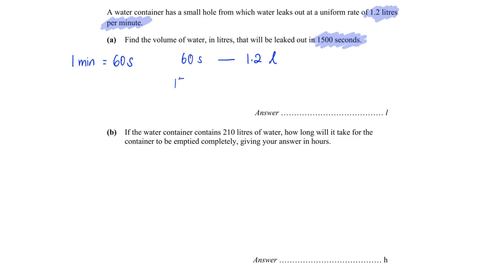So we are tasked to find 1,500 seconds. This means I will need to divide by 60 to find out how much water is being leaked out in 1 second. And the moment I know that, I will just need to multiply by 1,500 to give me a value of 30 liters.